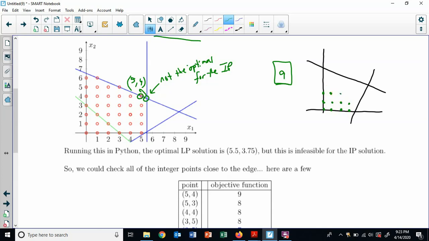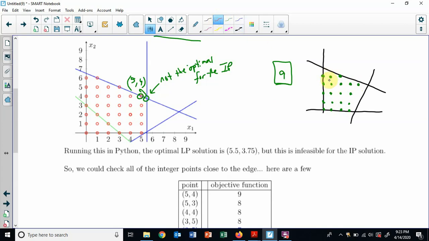So these are the feasible points. And these are the only feasible points. Okay? So here's the idea of a convex hull. I'm going to draw it in red.